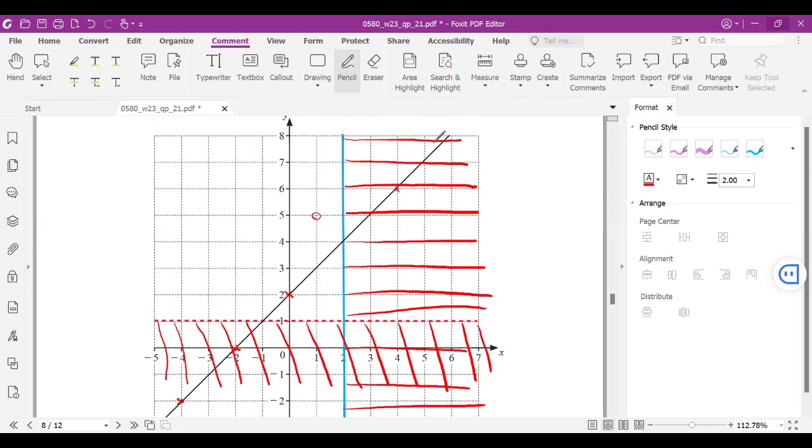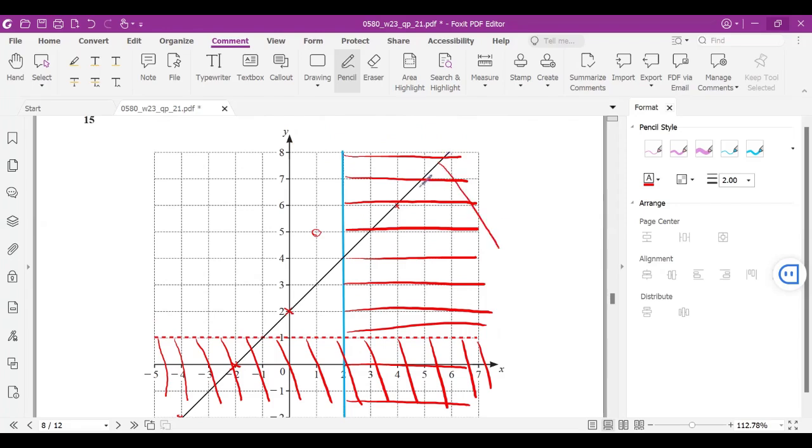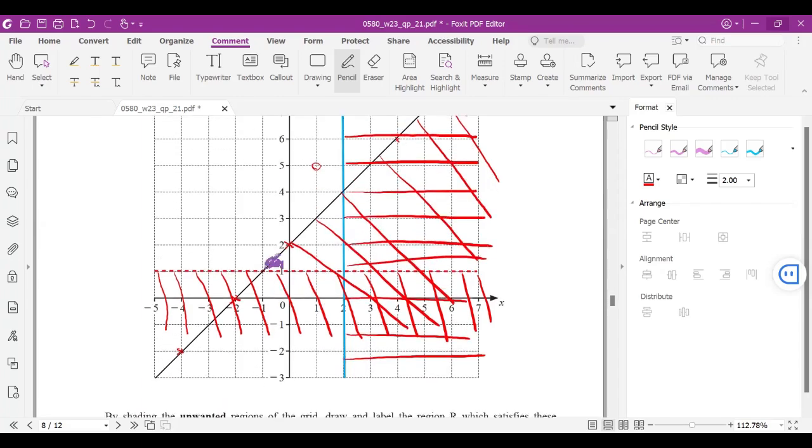So all the numbers below the diagonal line fail to satisfy the inequality. So they fall within the unwanted region. So we are going to shade them. They belong to the unwanted region.